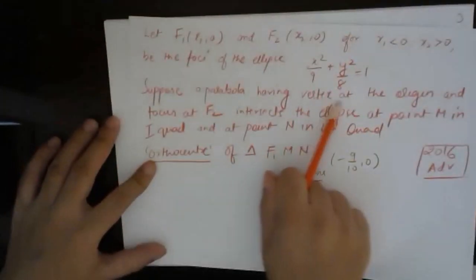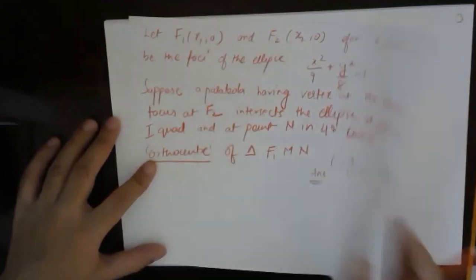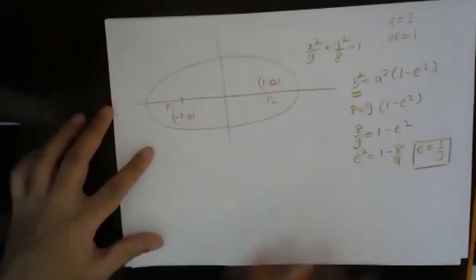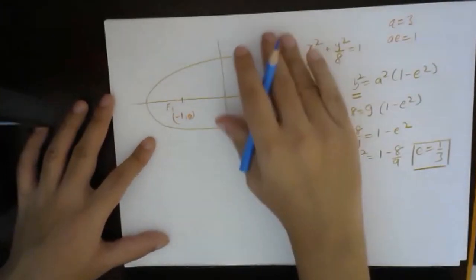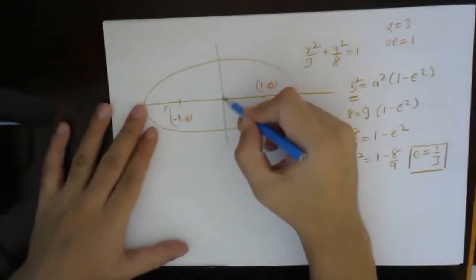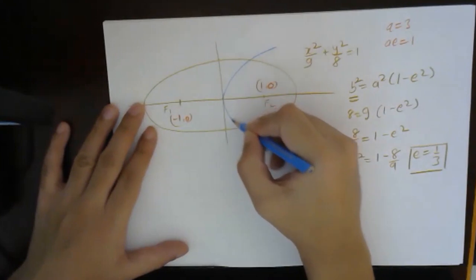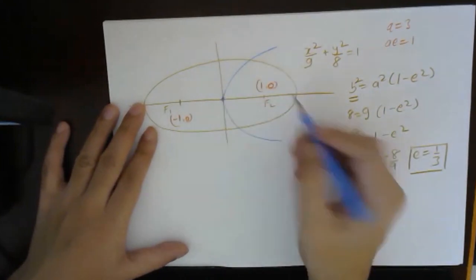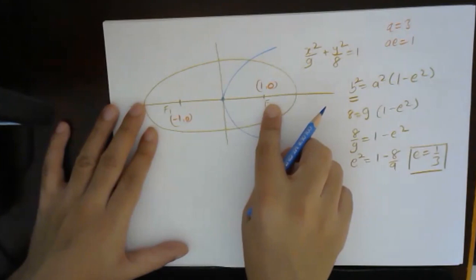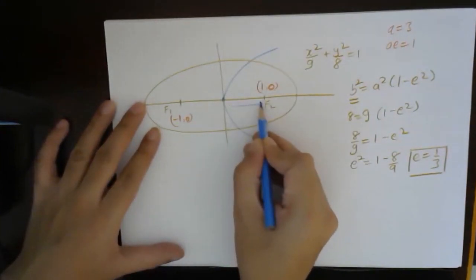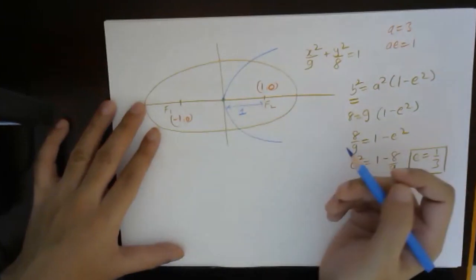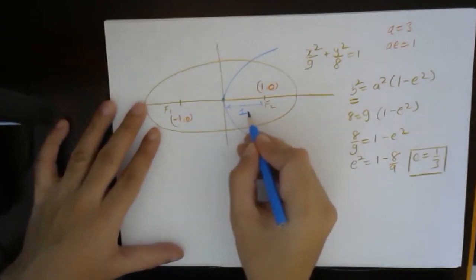Now what are they saying? They are saying that suppose a parabola having vertex at the origin and the focus at F2. Now we have to draw a parabola whose vertex is at the origin and focus at F2. So this is the parabola. This total distance is 1, and this will be a for the parabola.